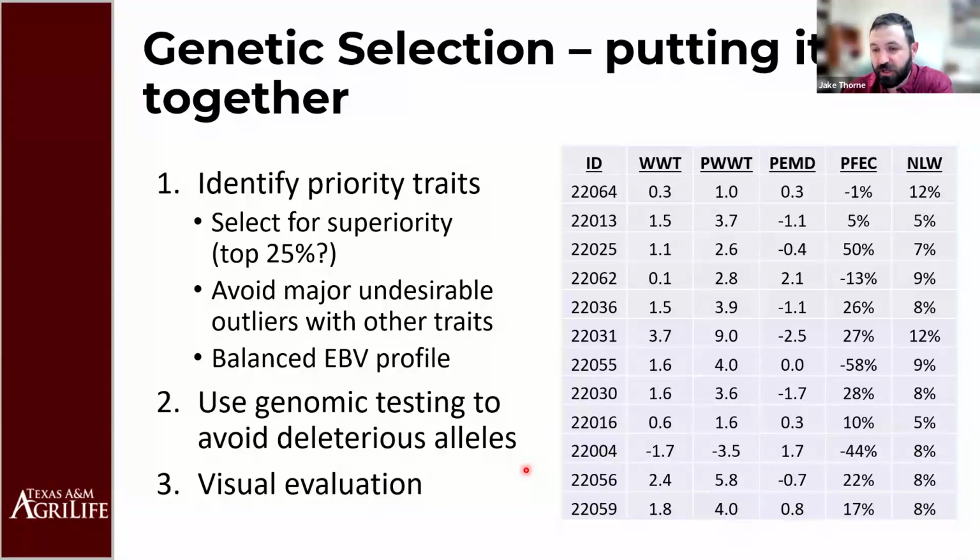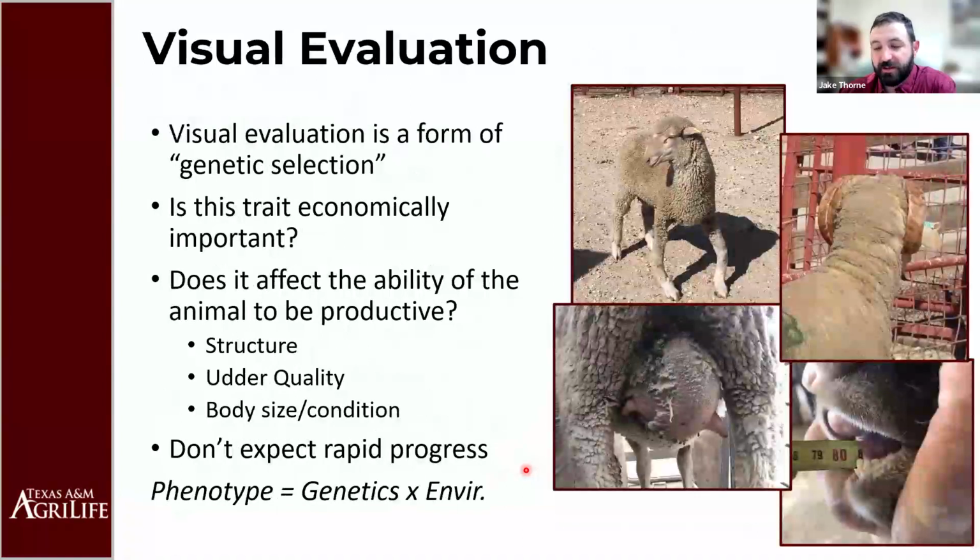And then the last thing I'm going to do is absolutely some visual evaluation. I'm not necessarily one of those geneticists that believes that you have to look only at data and only at the paper, if you may, and not actually look at the animal. I do believe that still performing some visual evaluation is important and allows you to get a whole picture of the animal, because there's a couple reasons.